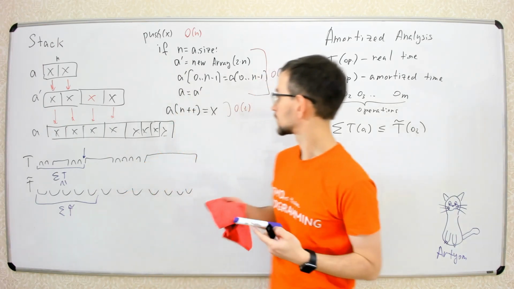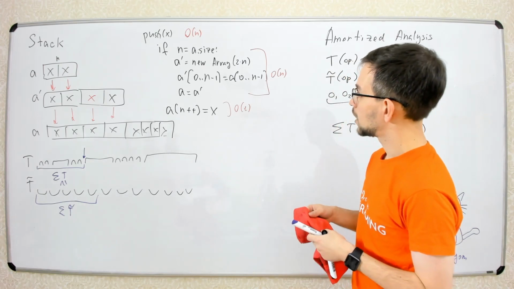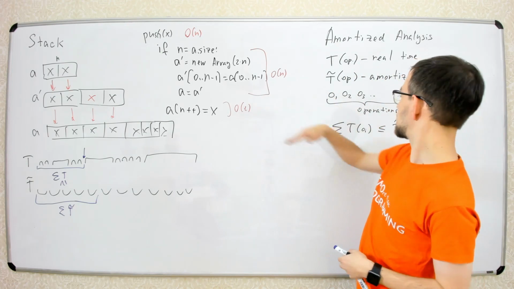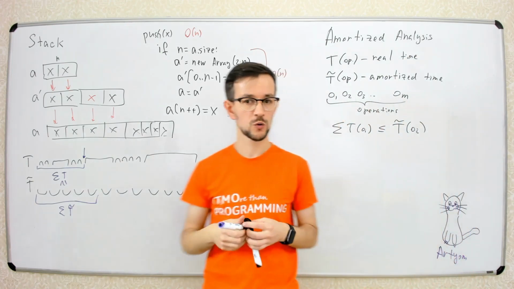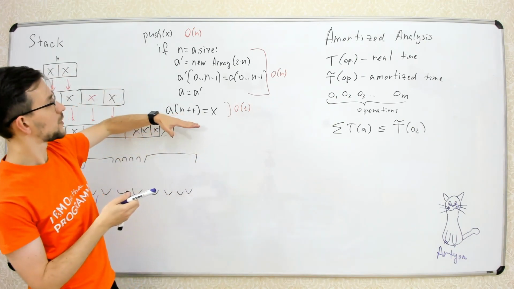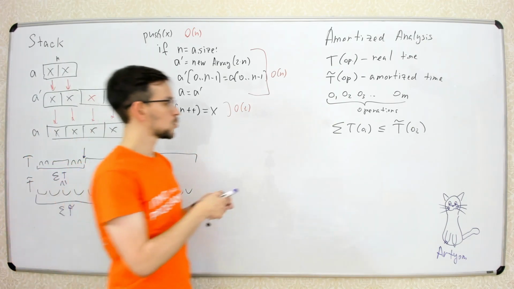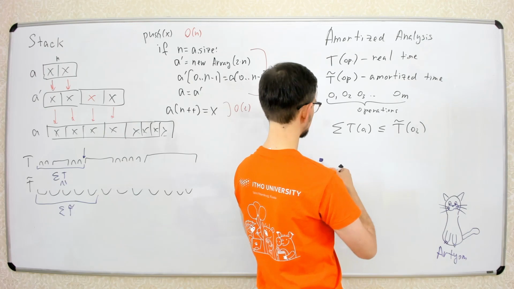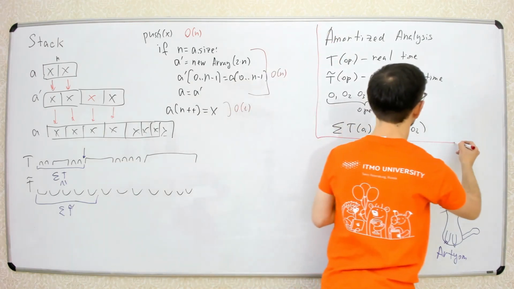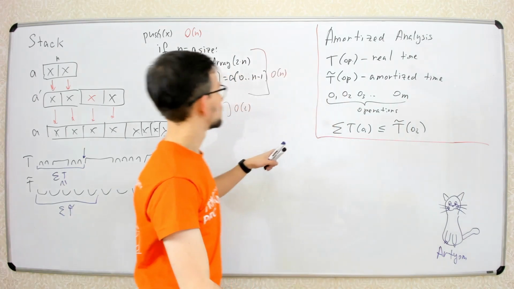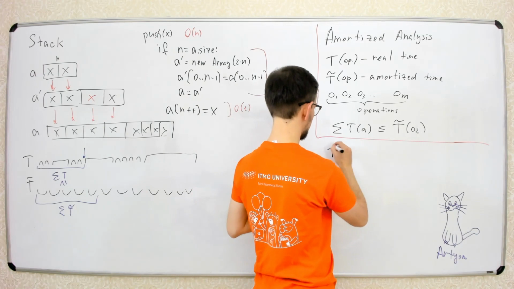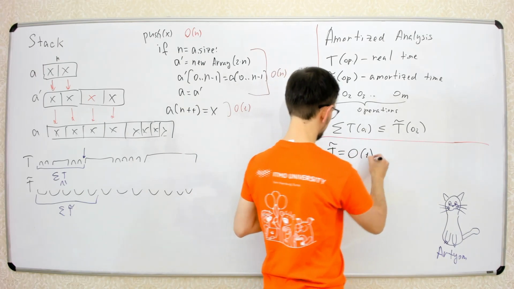Let's go. What I want to prove now is that we can assign some constant amortized time to the function push, and it will be correct. So let's prove this for this function. We can say that the amortized time for this function is constant.